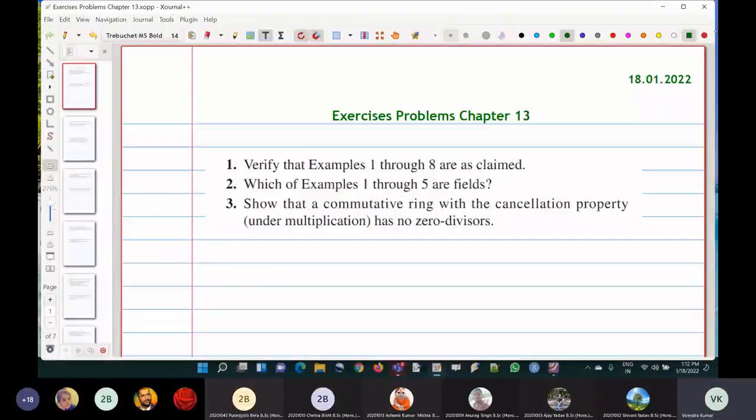Today we are going to discuss some problems of the exercise of chapter number 13. Yesterday we finished the exercise problems of chapter number 12. So as you know, in chapter number 13 we talked about integral domain and field, and therefore the questions will be based on that only.